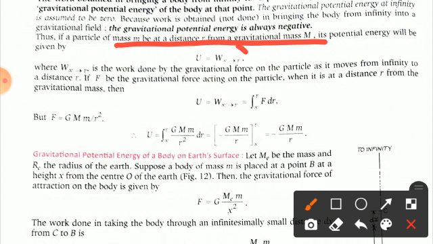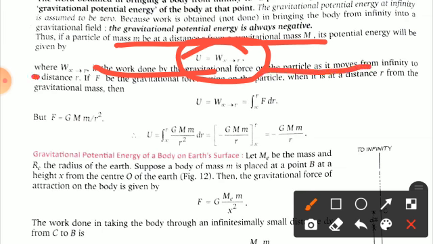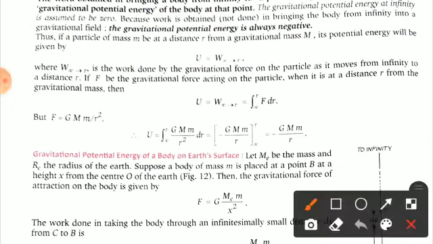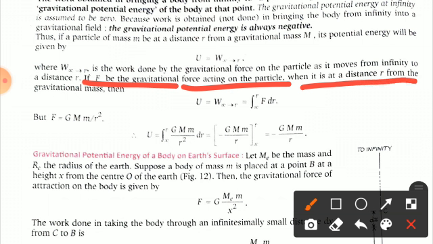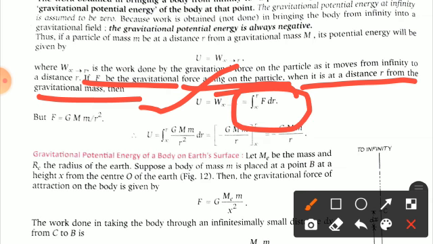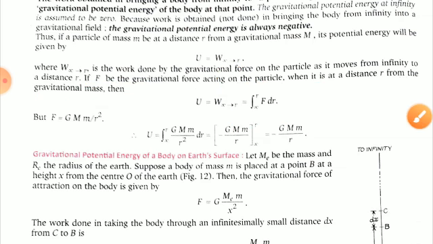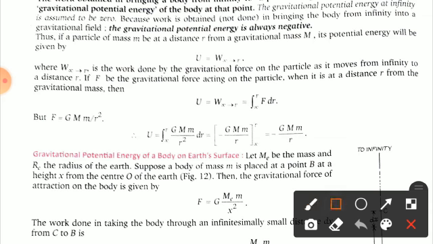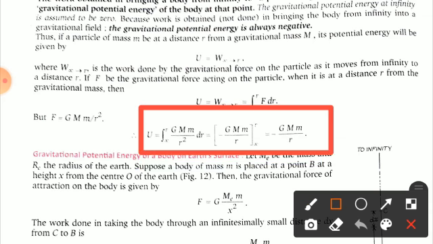U is equal to the work done from infinity to r, where the work done is the work done by the gravitational force on the particle as it moves from infinity to a distance small r. Now suppose capital F is the gravitational force acting on the particle when it is at a distance small r from the gravitational mass. Then we can write U equals W from infinity to r, or in place of W, integral of F dr. You know very well, work done equals force into displacement. So when you solve it, you will finally get the potential energy equal to minus GMm by r, clear? So this is the potential energy.